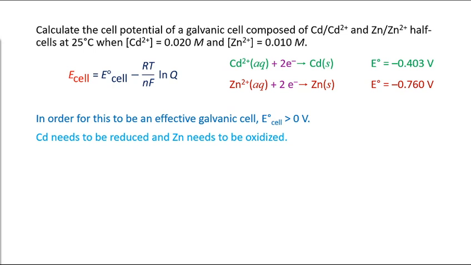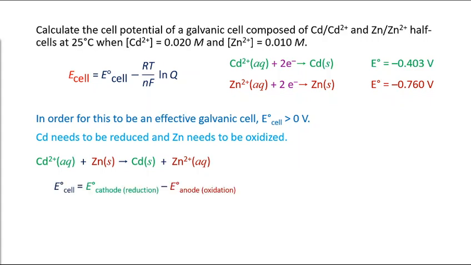And so in this case, we know that our cadmium needs to be reduced and our zinc needs to be oxidized. And so when we write this out in this form, we have our cadmium 2 plus being reduced to cadmium solid. We have our zinc solid being oxidized into our zinc 2 plus. And so the way that we can go through and look at this is, again, we know that our negative 0.403 minus our negative 0.760 is going to give us a positive 0.357.